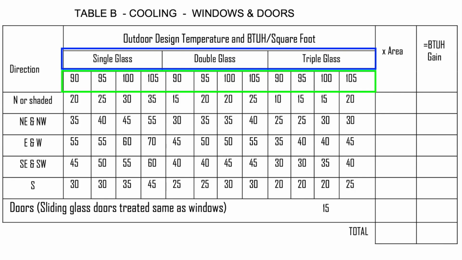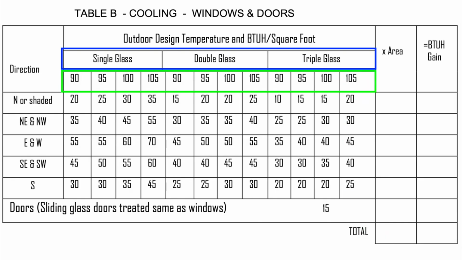Table B gives us values based on design conditions of 90 degrees, you can see right here, 95, 100, and 105. Now you'll notice that each kind of glass will have its own outside design condition temperature for that type of glass. And then based on that temperature, you're going to have the solar heat gain multiplier for that temperature. So you can see the double glass has a 90, 95, 100, 105. The triple pane glass has 90, 95, 100, and 105 as well.